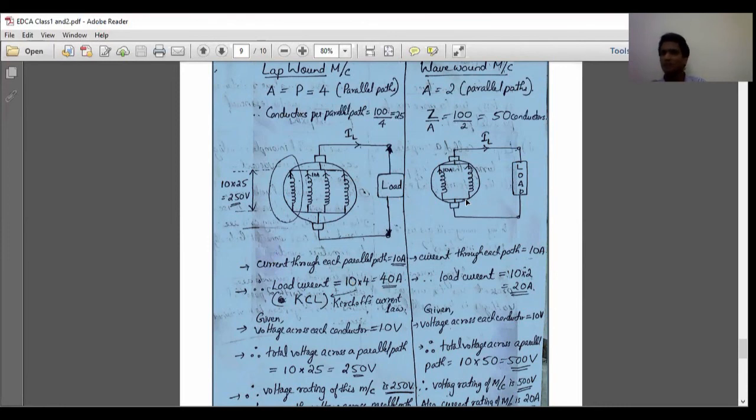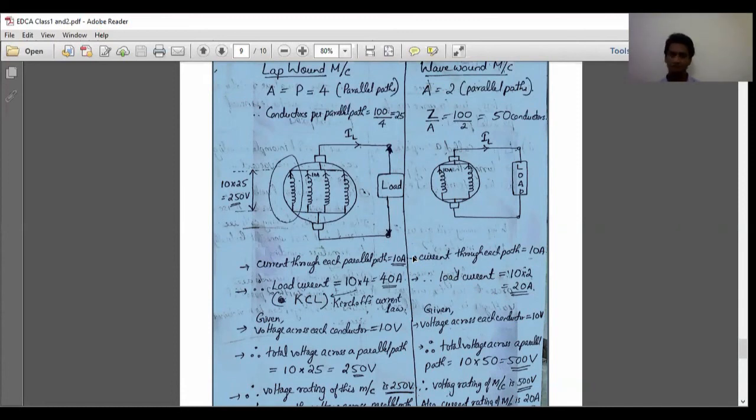If the same power is there, and current is large, then voltage should be less, then only we can take 40 into 250 volt is 10,000 watt. So whenever current is increasing, voltage should reduce, so that the power rating remains the same. In this case, power is 10 kilowatt. If current is 40 ampere here and current is 20 ampere there, then 40 ampere means your voltage rating will be lesser compared to the wave wound machine. So the application of lap wound machine and wave wound machine is understood here. Lap wound machine is used for high current, low voltage applications.